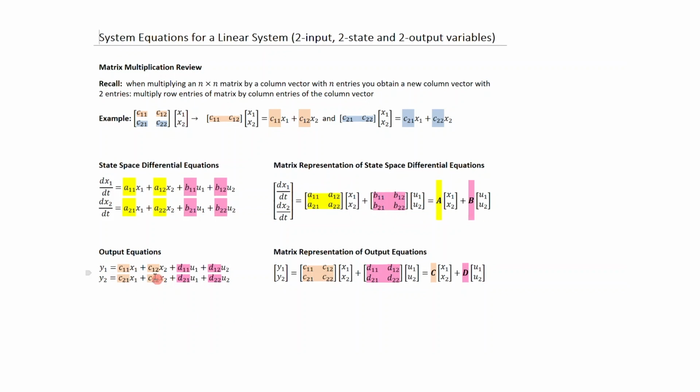Output equations could have a similar form shown here. We can basically relate these to a matrix equation as shown here on the right. Here's the matrix involving the state variables, and here's the matrix involving the input variables. And of course, these four elements constitute the matrix C, and these four elements here constitute the matrix D.